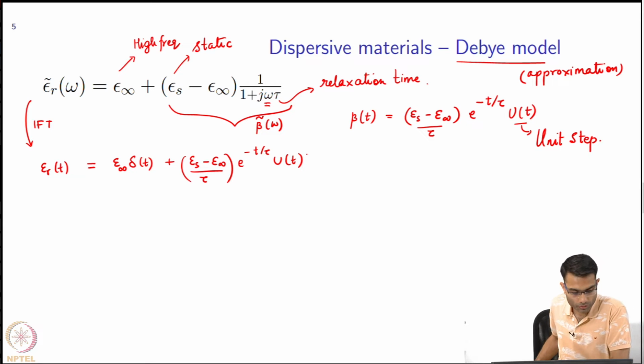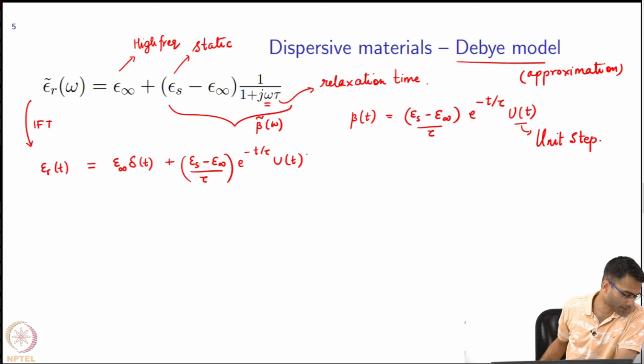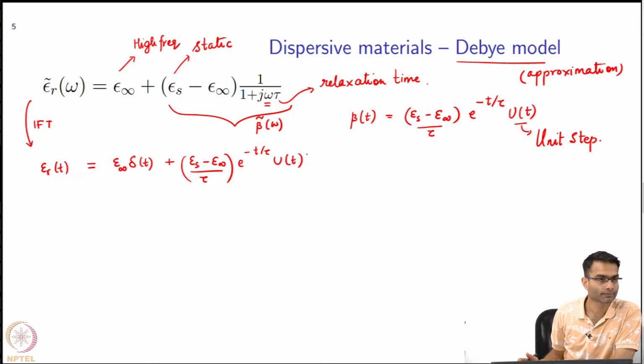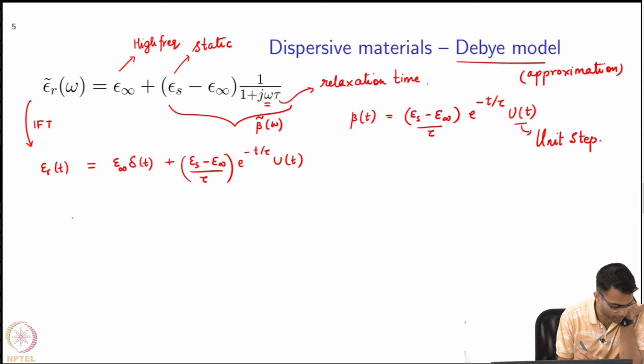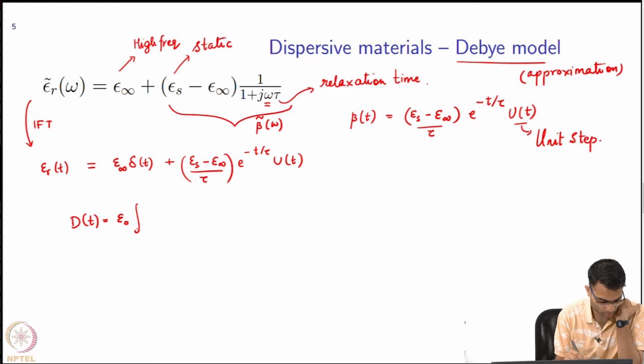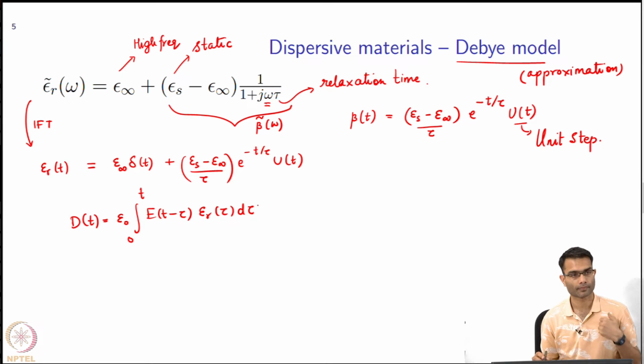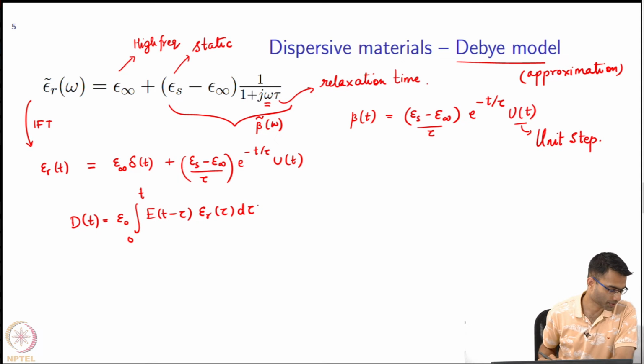Okay. So now that I have got my epsilon r, what is my next objective? Put it into the D equation, right. So our D equation, D of t was epsilon 0, integral from 0 to t, epsilon r of t minus tau. And now what do I have to do? I have to substitute this into this equation, right.